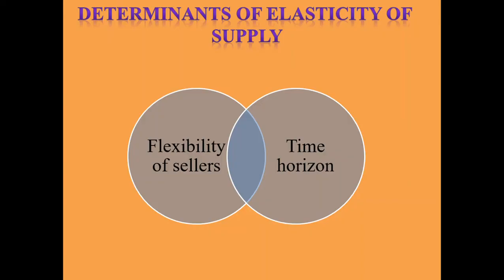Moving on with the determinants of supply, we have flexibility of sellers and time horizon. Let's discuss. Flexibility of sellers means the possibility that producers will shift from one line of production to the other. For example, manufactured goods such as books, cars, televisions have elastic supply. Their supply is continuous in nature.